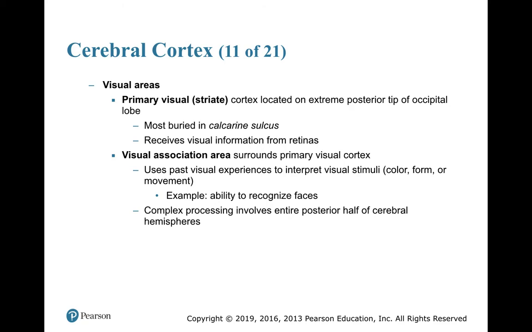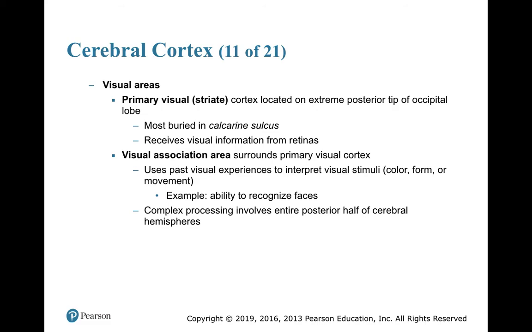The visual areas include the primary visual striate cortex, which is on the extreme posterior tip of the occipital lobe. Mostly it's buried in the calcarine sulcus. It receives visual information from the retinas, and then that information is passed to visual association areas which surround that primary visual cortex, and the visual association areas use past experience to interpret the visual stimuli. They'll give us ideas about color, form, movement. The ability to recognize faces is here.